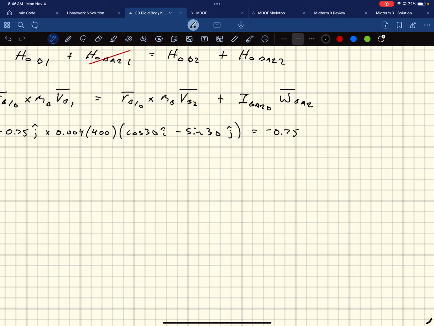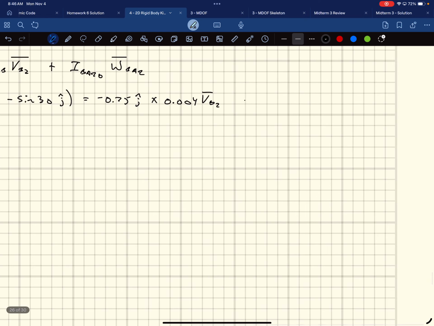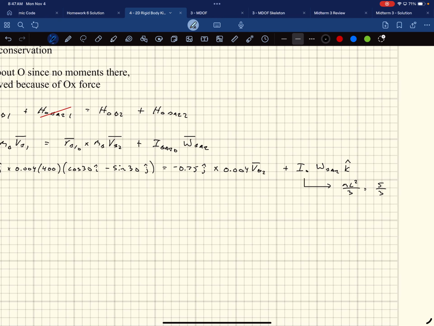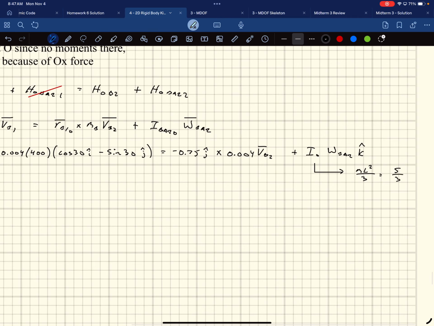All right, keep going with it. Negative 0.75 in the j, crossed with 0.004 times v_B2, the velocity afterwards, plus I_O times omega bar in the k direction. I_O, we didn't do our mass props, but in this case, it'll be mL squared over 3, which ends up being equal to 5/3. It's mL squared over 3 because we're doing the bar about its end, not the bar about its mass center. Okay? So there, we're like, oh yeah, we got it, we're done. Nope, we're not done, right?